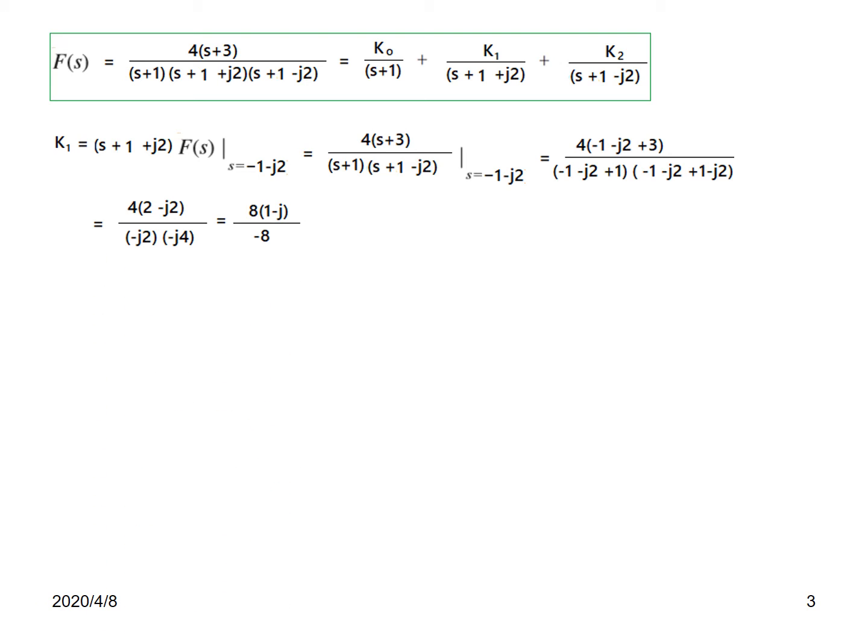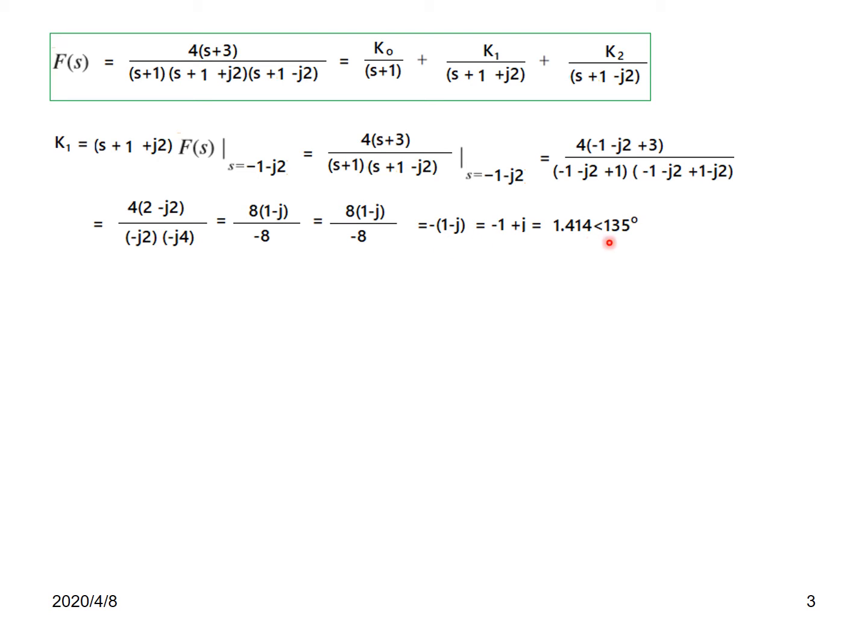we get 4(-1 - j2) + 3 from here, and at the bottom we get minus j2 and minus j4, because this 1 cancels, so minus j2, and similarly this 1 cancels, so minus j4. Multiplying, we get minus minus plus, j² will make another minus, so minus 8, and from here we take 2 common, so it will become 8(1 - j), and now we use our calculator to find the polar value of 1 - j.